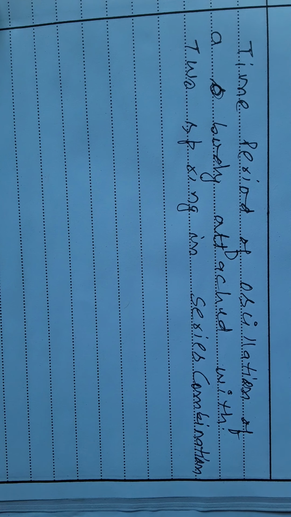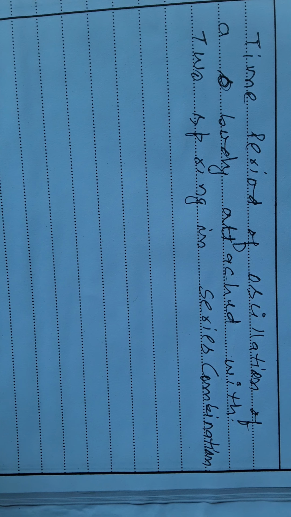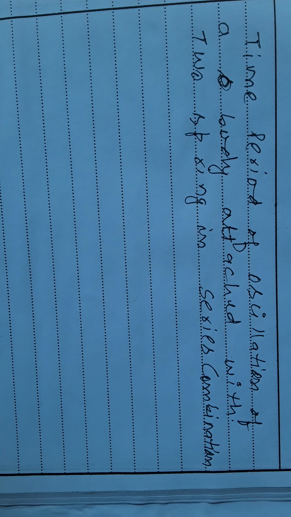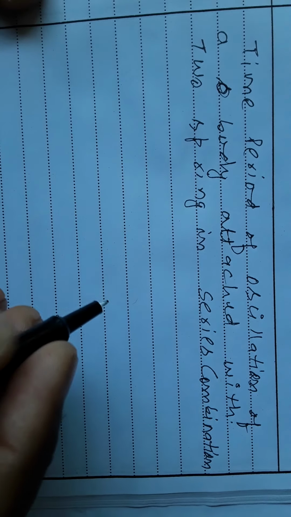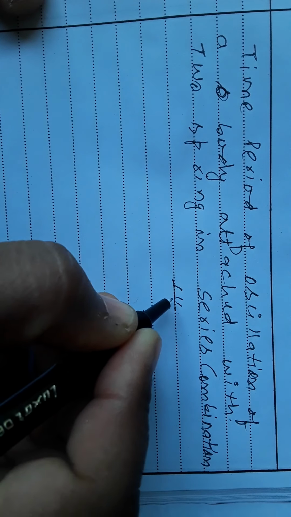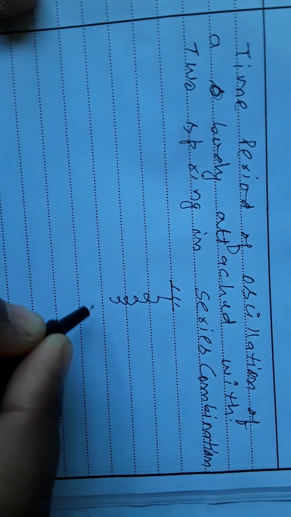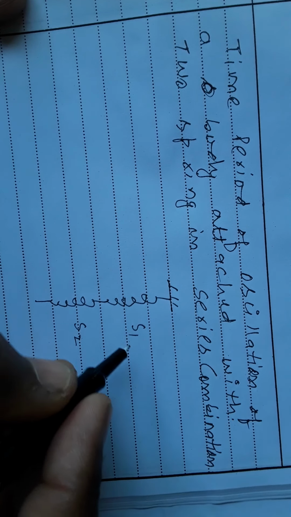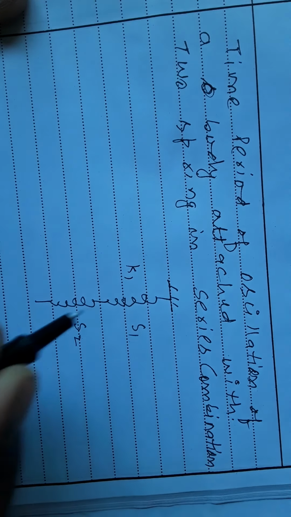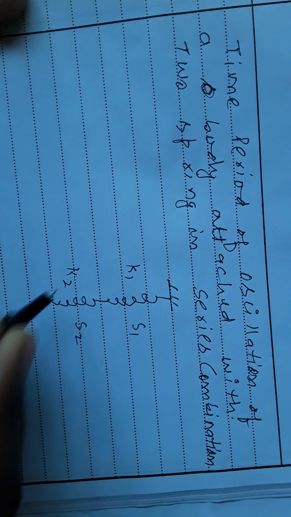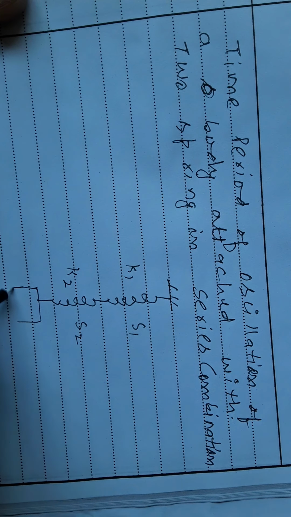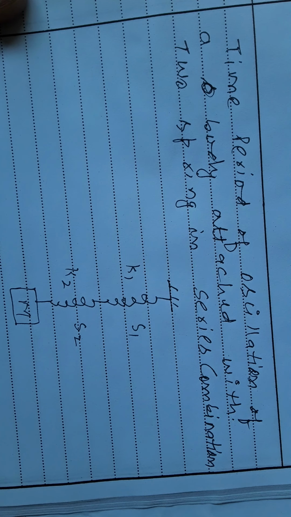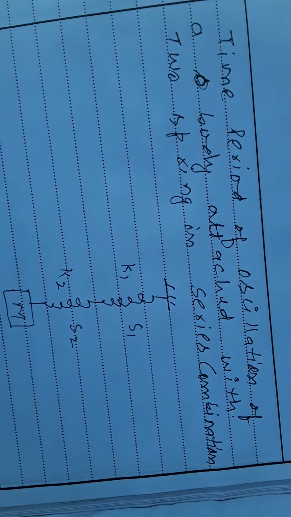Hello children. In the unit Oscillation, we have the topic that is time period of oscillation of a body attached with the two springs in series combination. Let us consider two springs S1 and S2 connected in series combination. K1 is spring constant of S1, K2 is spring constant of S2. Let a body of mass m is attached with two springs.